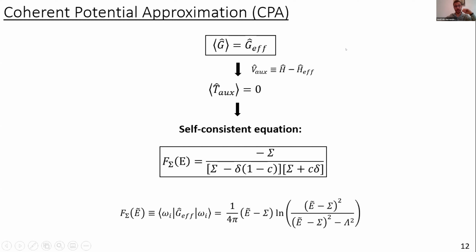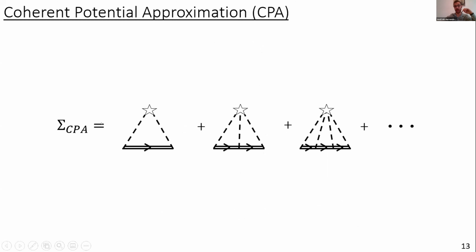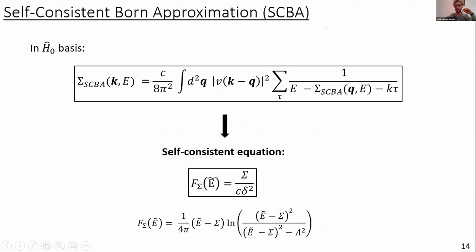Well, diagrammatically, this self-energy will correspond to taking into account all the rainbow diagrams, where the propagator between the scattering points consists of the average propagator. So now we can see what the self-consistent Born approximation, the SCBA, consists of, that, as I say, is one of the most commonly used.